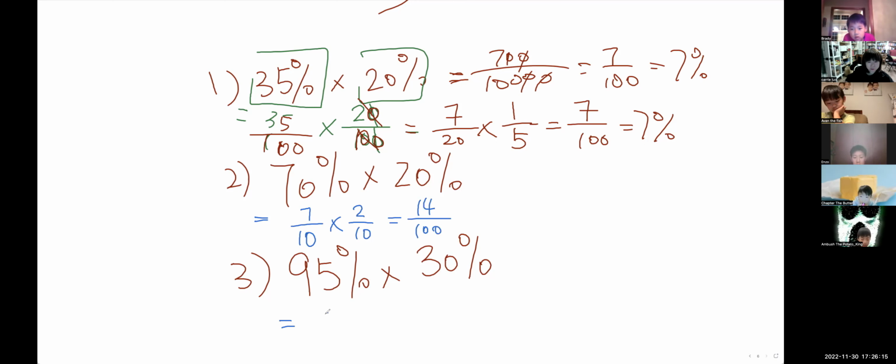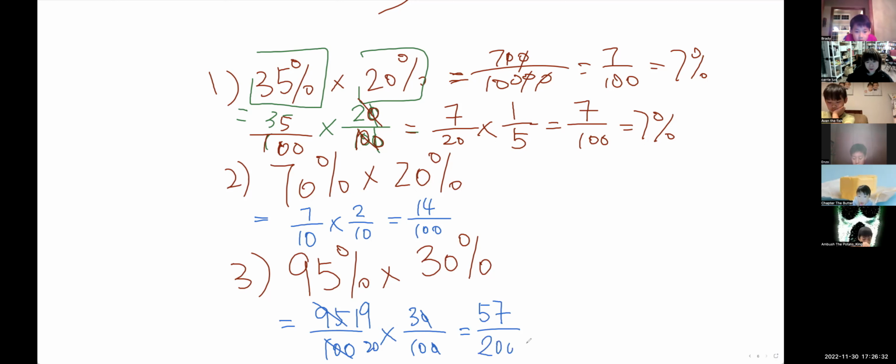Okay, so last one, very easy, 95%, 95 over 100 times 30 over 100 equals what? We're going to simplify, so 19 over 20, and 3 over 10. So it's 57 over 200.